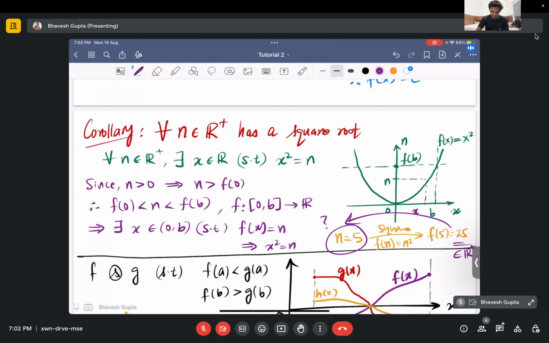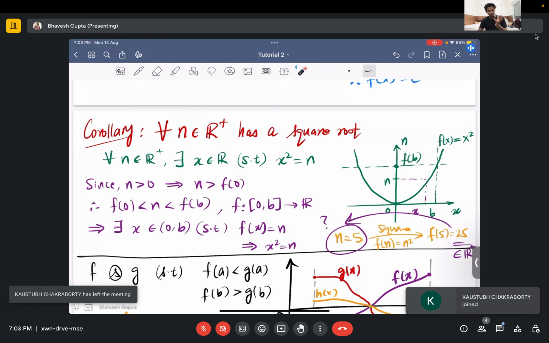So for all numbers in the positive R plus, and here for a reason I have chosen this small n, because this small n has to do with having a square root. For example, 25 is a small n. For all such numbers, there exists a square root, I mean to say a perfect square root. So I'm here basically trying to prove the inverse statement which I have tried to explain over here, by just converting the whole problem into a problem of finding zeros of the function. Okay.